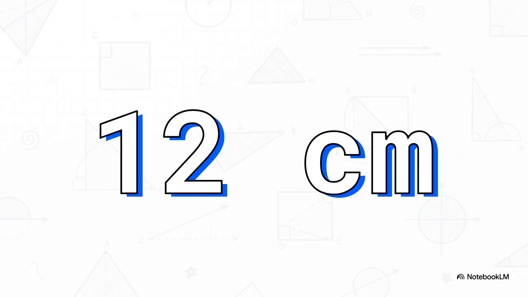And for the grand finale, let's find that altitude BD. For this, we use our third formula, which says its square is just the two projections multiplied together. So we multiply 9 by 16, that gives us 144. And the square root of 144 is 12. The altitude is 12 centimeters long. And just like that, the whole puzzle is solved.